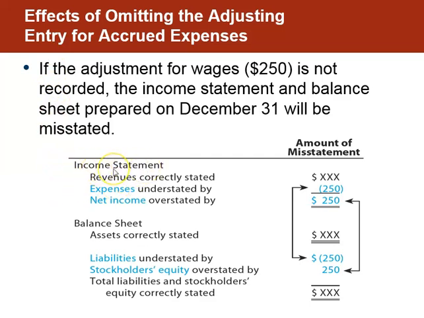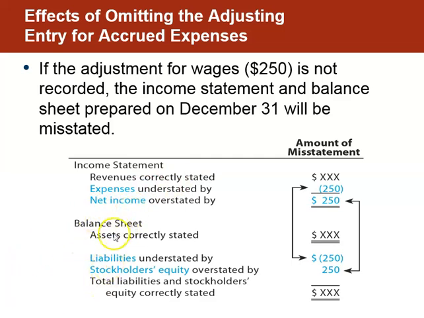If we think about our income statement, let's assume that revenues are correctly stated at whatever amount. But expenses are understated by $250 because we would have never recorded that $250 for wage expense. As a result, net income is overstated by $250 because we haven't had enough expenses subtracted from the correct amount of revenue. So our net income is showing up as being too high. That's the income statement impact.